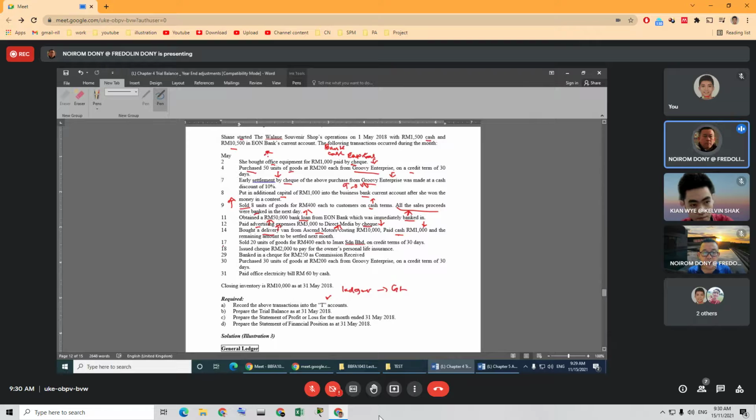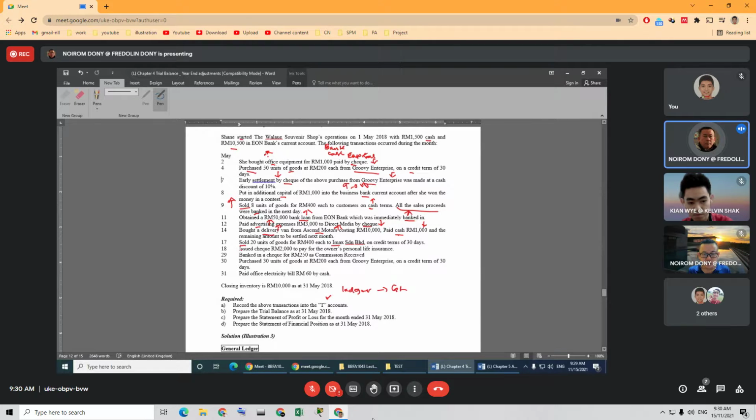Right. And then on the 17th, sold 20 units of goods for 400 each. So meaning 20 units, 400 each, so 20 times 400, so 8,000. This is to Emacs, meaning it's credit sales. So credit sales, so sales account and trade receivables, Emacs. Remember that is the keyword.